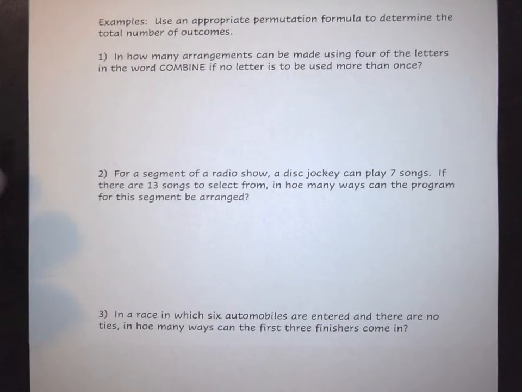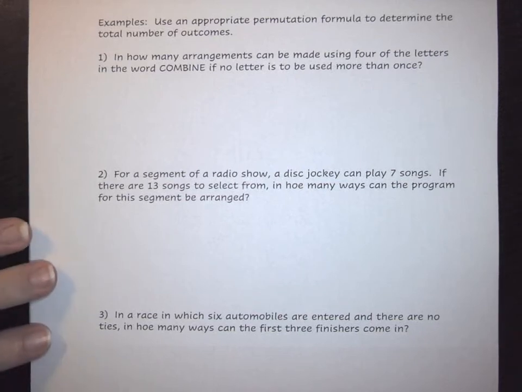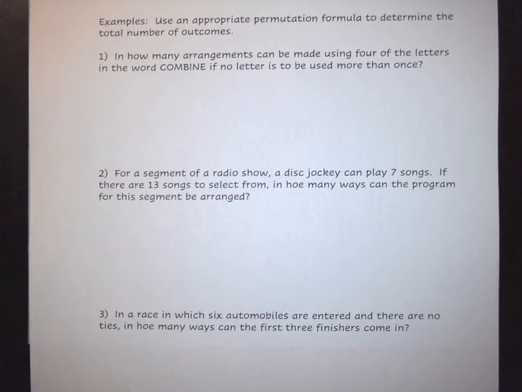Now the most common way to see permutations is as word problems, and what you have to be able to do is determine what pieces of information go where. In other words, you have to be able to determine what is your number of objects versus what is your number being chosen. So in this first one, we have: in how many arrangements can be made using 4 letters in the word combine, if no letter is to be used more than once.